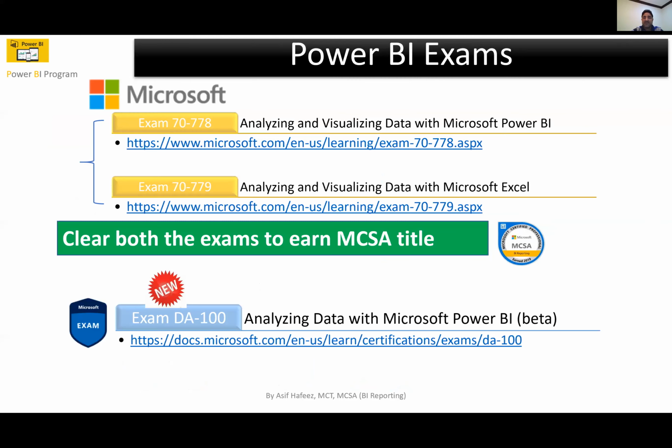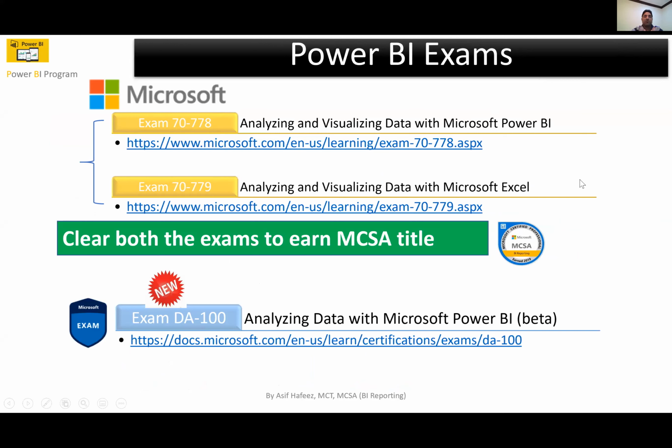Next, there are some certifications you can go with. You can choose exam 70-778 or 70-779. Both programs are Power BI related. The first one is purely for the Power BI standalone edition. The second one is analyzing and visualizing data with Microsoft Excel. So both exams are correlated with each other. The first one is purely on Power BI, the second one is on Excel.